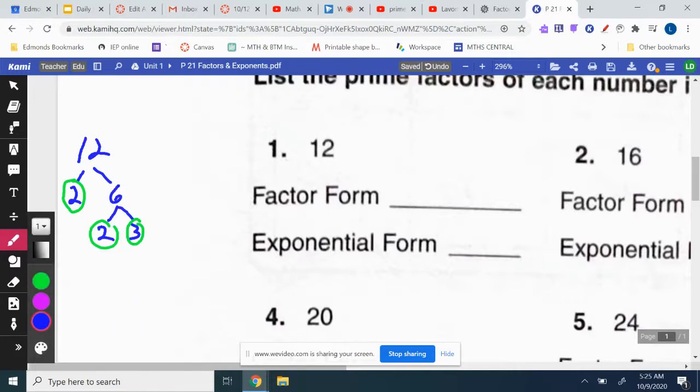So now I'm going to write this in factor form. So I have 2 times 2 times 3. Now in exponent form, I'm going to take the base, and in this case it's 2, and I have 2 2's, and I only have 1 3.